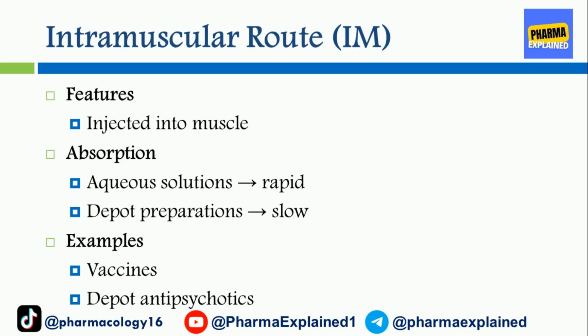2. Intramuscular route, IM. Drugs are injected into muscle. Absorption depends on the preparation. Aqueous solutions absorb rapidly. Depot preparations absorb slowly for prolonged action. Examples include vaccines and depot antipsychotics.